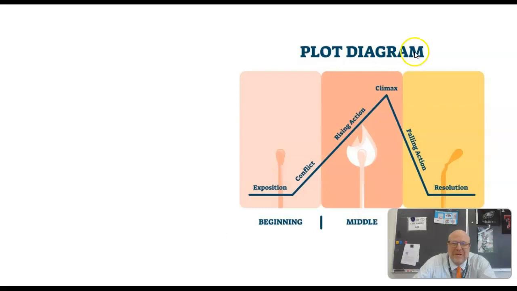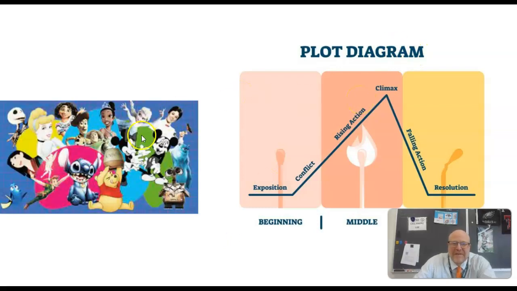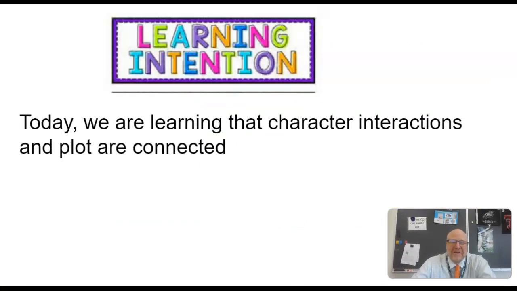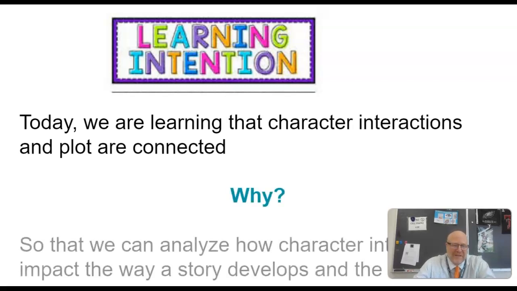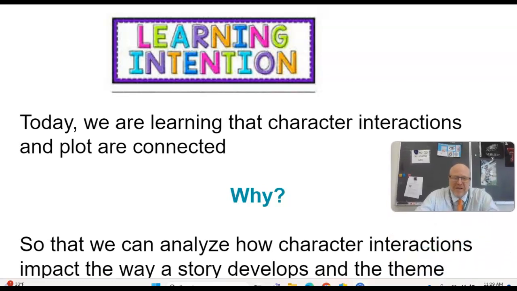Today we're going to look at plot a little bit more in depth, keeping in mind that characters and the way they interact impact the plot, and the way the plot is going impacts characters, who they are, and how they interact. So today we are learning that character interactions and plot are connected. Why? So we can analyze how character interactions impact not only the way the story develops, but also the theme. If you've done Sheboygan Day, we will be going into theme.